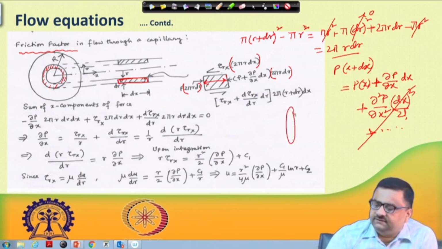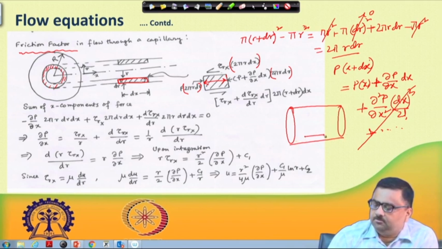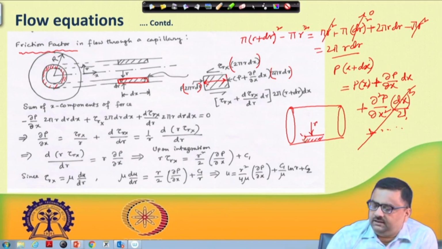So, if this is the area, out of this we are looking at only this part. This is the radius r. So, this particular area is 2 pi r dx. This inner part is 2 pi r dx, and the outer one would be 2 pi (r plus dr), because this radius is r plus dr. So, the outer one will also have an outer radius.